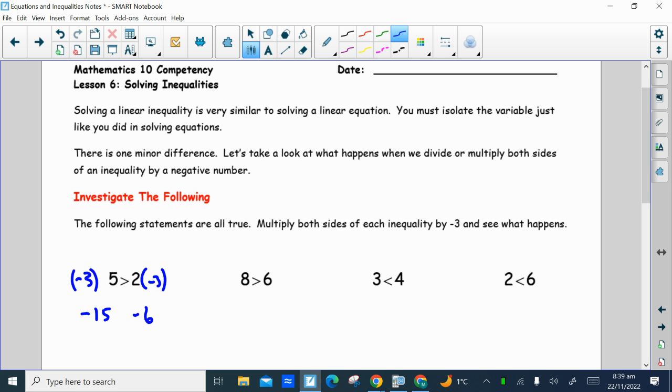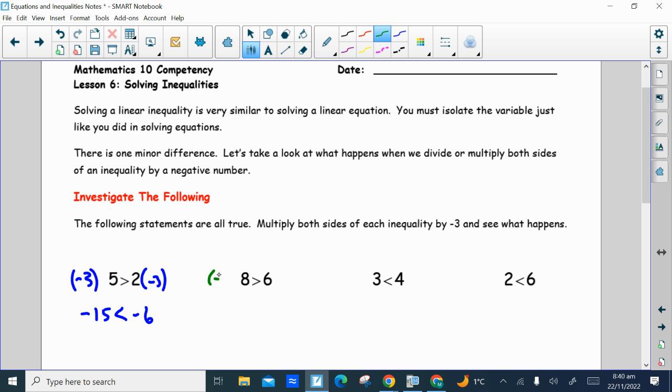Originally, the number on the left, 5, was greater than the number on the right. But now, the opposite has happened. Now it's the number on the right that's the larger number. -6 is greater than -15. So let's see what happens for the next one. Again, that's a true statement. 8 is greater than 6.